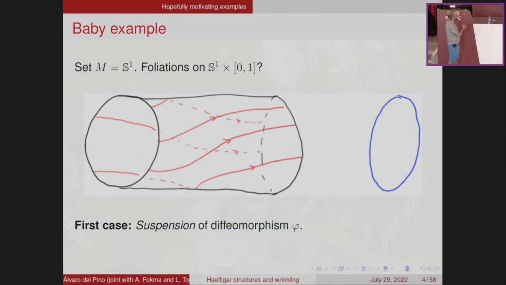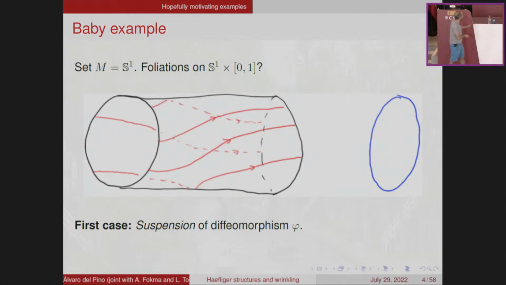So let me talk about foliations in the cylinder. The easiest foliation you can come up with is what we call a suspension. You take a diffeomorphism phi isotopic to the identity, so in this case it's just orientation preserving. Because it's isotopic to the identity, I fix an isotopy. Now I start at a point x and follow this isotopy until the endpoint. As I follow its leaf, x will reach phi of x on the other side. This we call the suspension of phi.